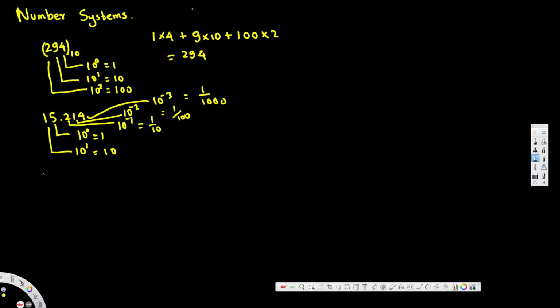If you multiply and add them, 10 times 1 plus 5 times 1 plus 2 times 1 over 10 plus 1 times 1 over 100 plus 4 times 1 over 1000, you will get the same answer as this, 15.214. Now let's look at a binary number.